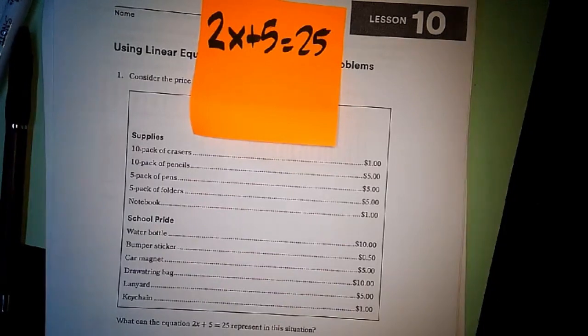Price of a water bottle. What does 2x represent? We're building on understanding. What does 2 times x equal? Or what does it represent? The price of 2 water bottles, okay? So what does 2x plus 5 represent?